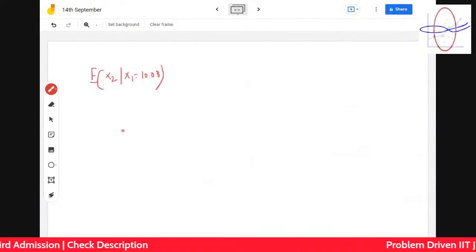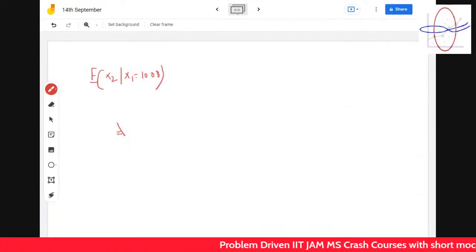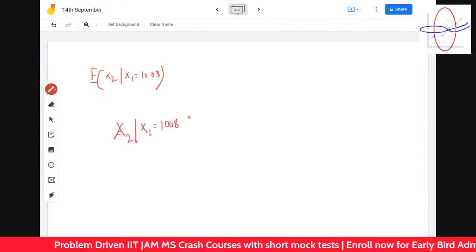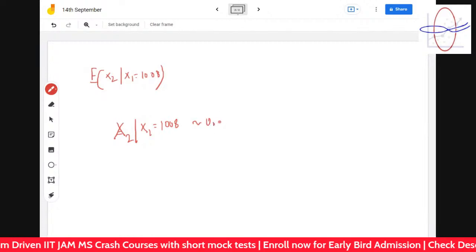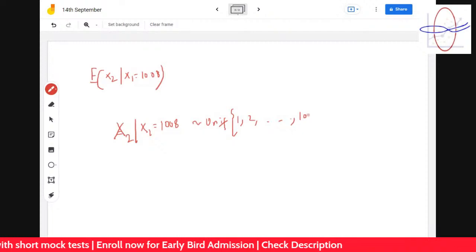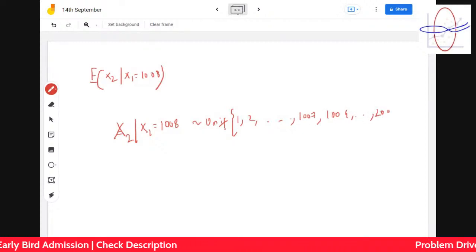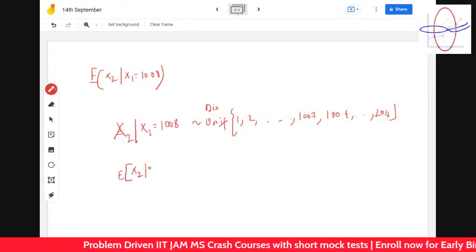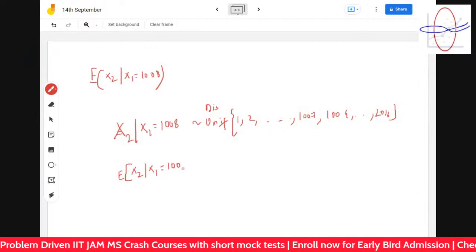So how do you calculate this? Given x1 is equal to 1008, first understand the distribution of x2. It follows a discrete uniform distribution over 1, 2, up to 1007, and then 1009 onwards to 2016. So 2015 balls are there, and it follows discrete uniform on that. And therefore, the expectation of x2 given x1 is equal to this will come out to be what?